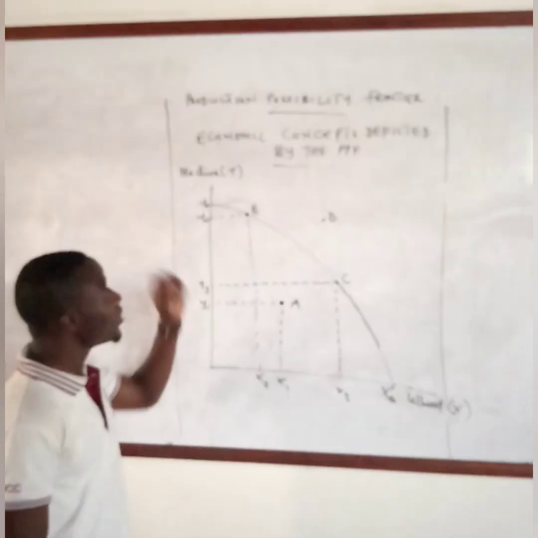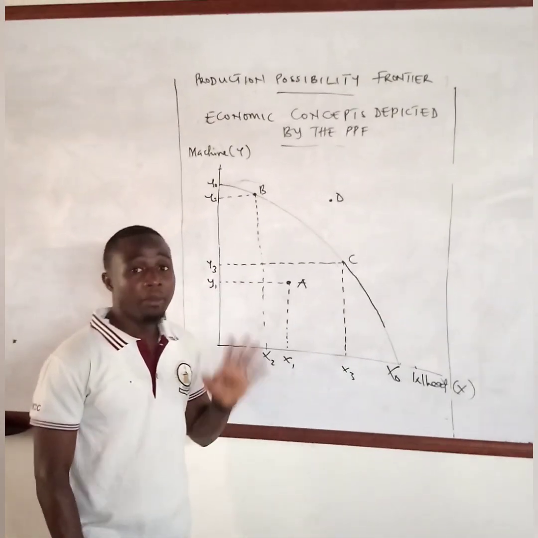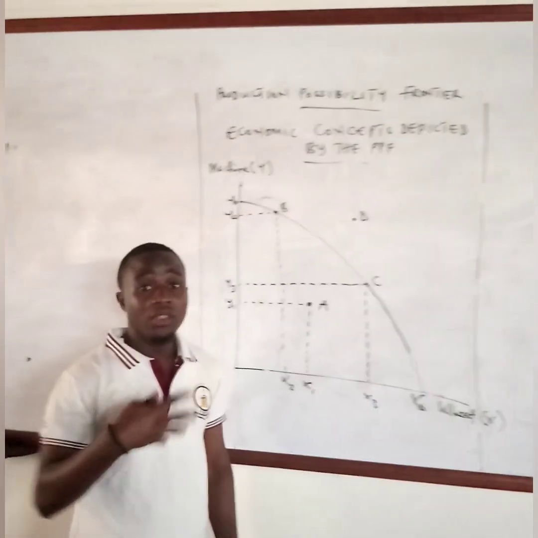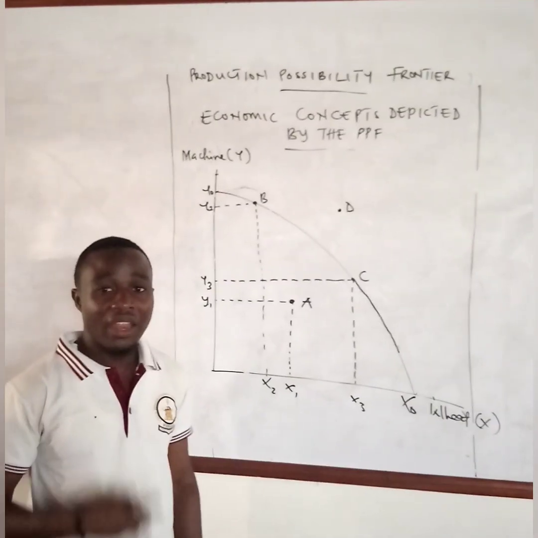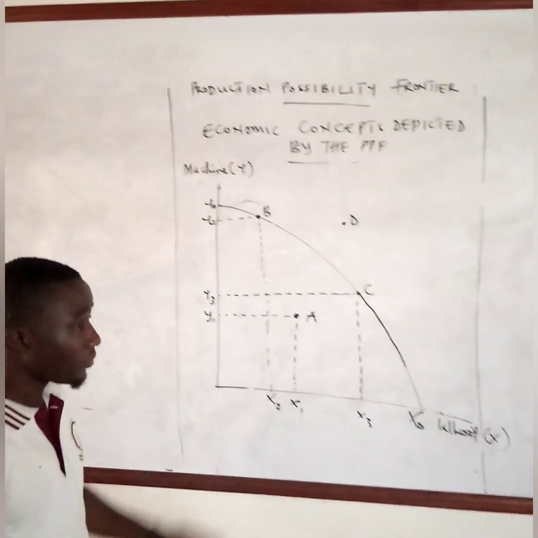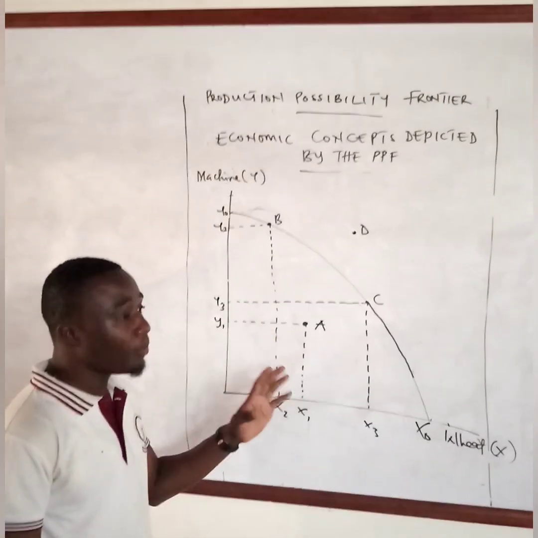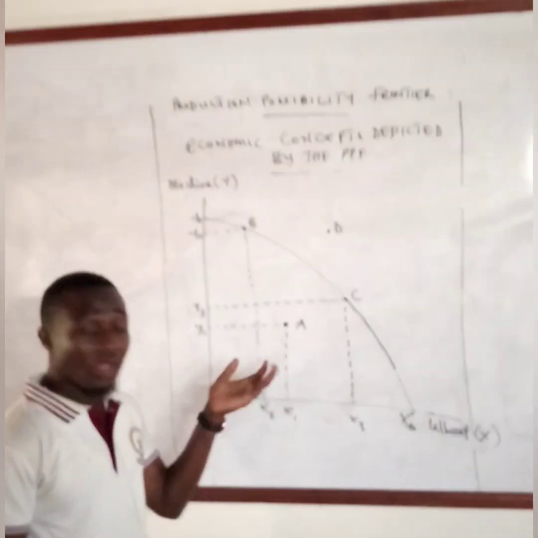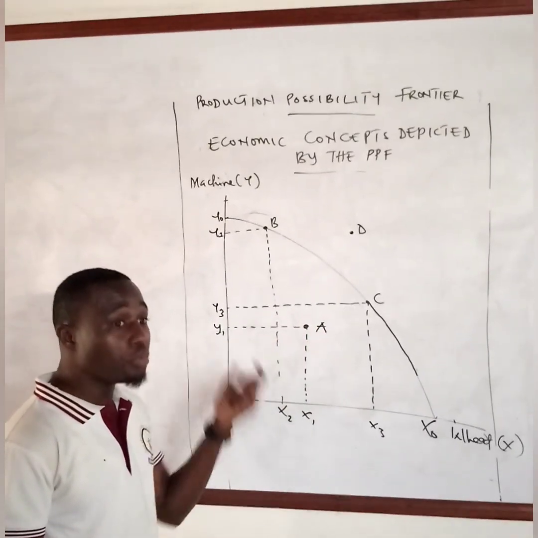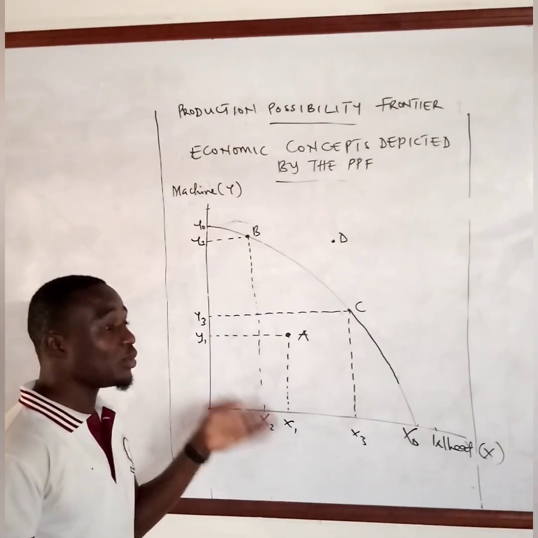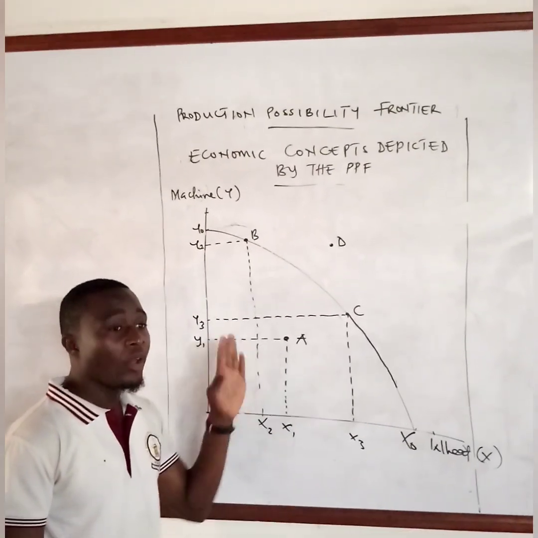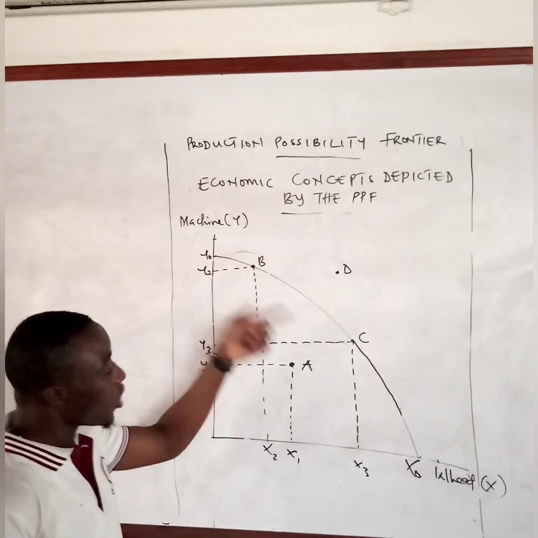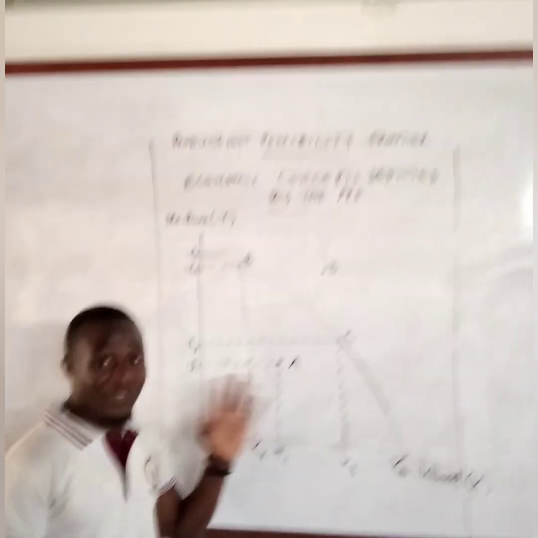In this video, we want to look at the economic concept depicted by the PPF, and the concepts we want to look at are trade-off and opportunity cost, scarcity, and then efficiency. Now, in our definition for PPF and our assumptions, we talked about two goods being produced, the fact that we have to utilize all our resources and that resources are transferable. So we said that any point on the PPF shows an efficient point.